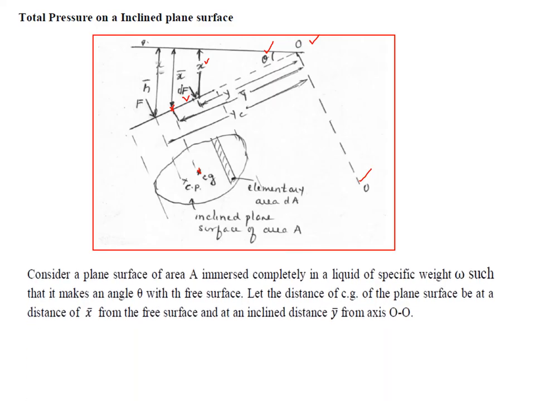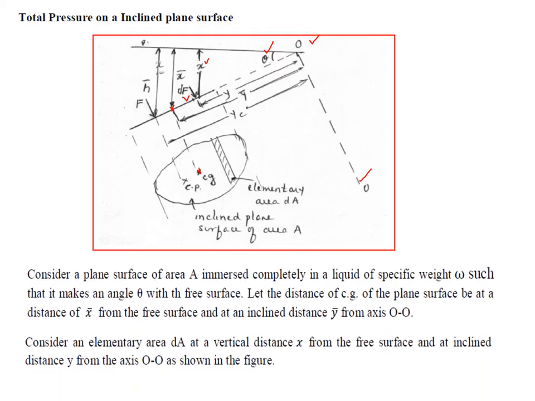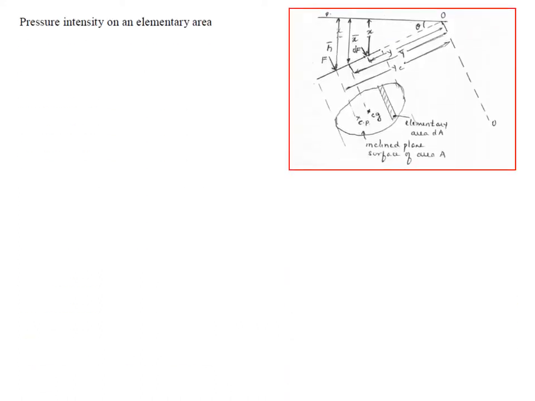So that's what was done. Now this is all I have explained. You have to consider an elementary area dA at a vertical distance X and inclined distance Y from the axis O as shown in the figure. Now if you want to find the pressure intensity on the elementary area, it is omega into X.